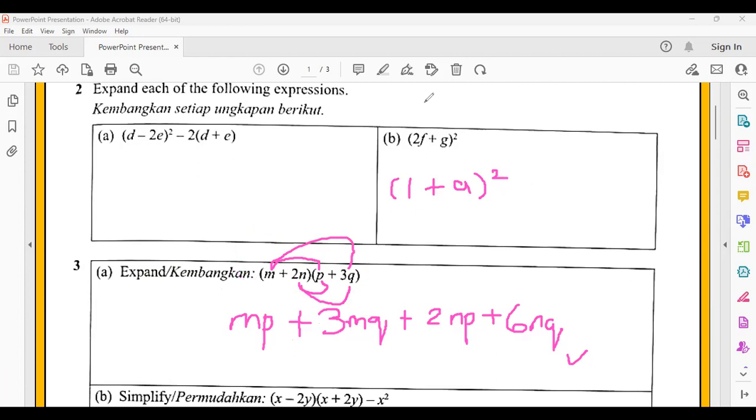So, first term times the first term, I get MP. First term times the outer term, 3MQ. Inner terms times the first term, 2NP. And finally, last term times last term, 2 times 3, 6, and then follow the N, follow the Q. Do you see that? So this is your answer for number 3.